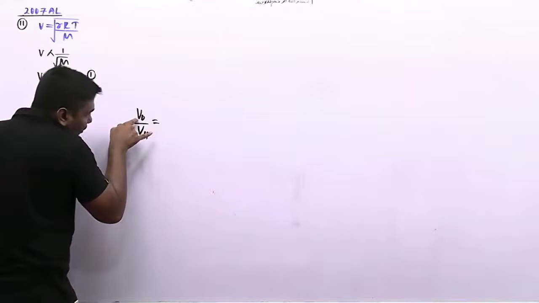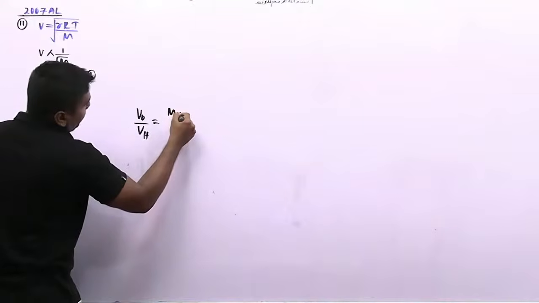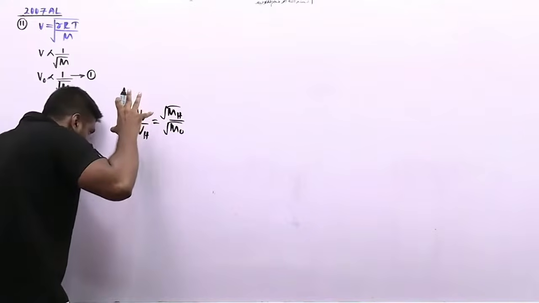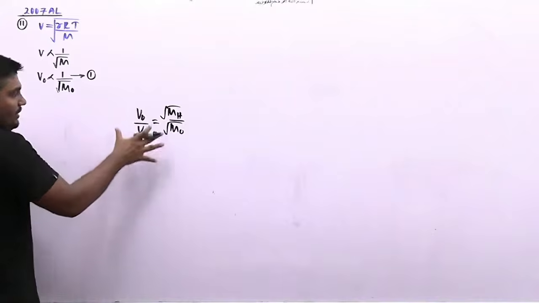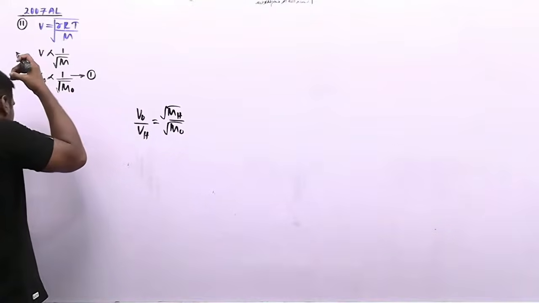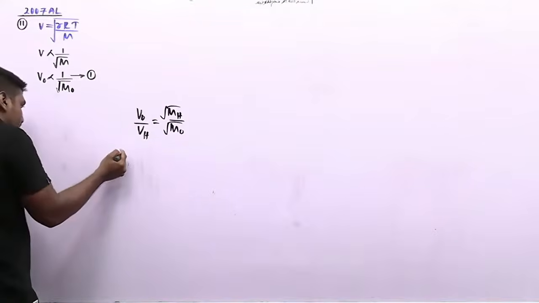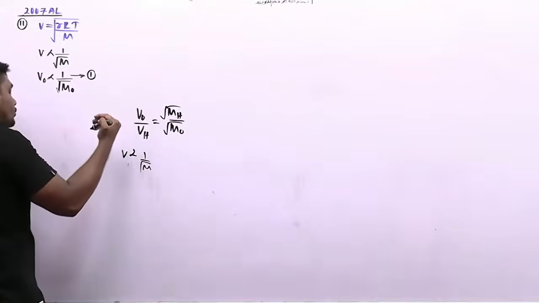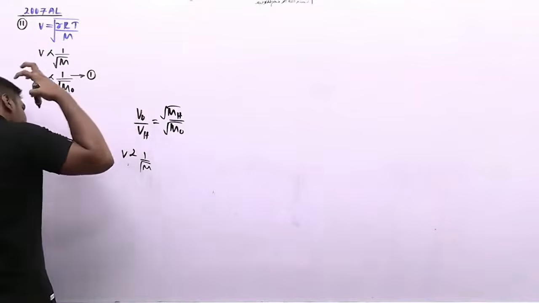V naught over VH, velocity of sound in oxygen over velocity of sound in hydrogen, is equal to root of molar mass of hydrogen over molar mass of oxygen. If you can directly write this down, it's really better. It's not difficult, you know the story. In your mind you can think these things: temperature remains same, R same, gamma same, then velocity of sound is only proportional to 1 over root capital M. Then V oxygen over V hydrogen must equal root of capital M hydrogen over capital M oxygen.